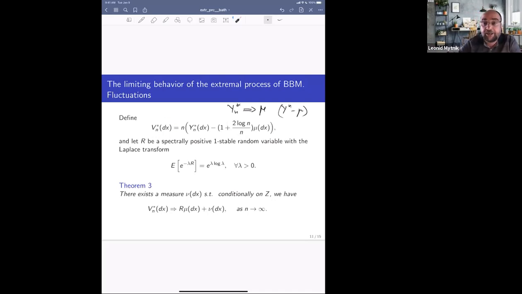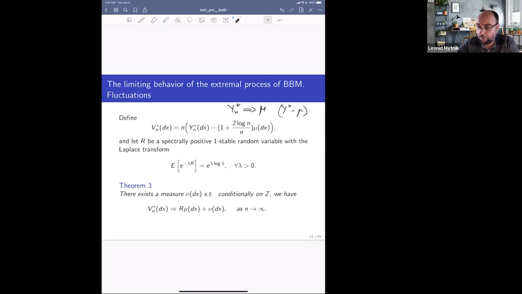So we define this signed measure. We have this measure minus this measure, and let R be a spectrally positive one-stable random variable with this Laplace transform. Then the main theorem on this slide is that there exists some deterministic measure mu dx, which we can write explicitly, such that conditionally on Z, this rescaled signed difference converges to the random variable R times mu dx plus a deterministic measure. So essentially, the fluctuations that we see in the limit are spectrally positive one-stable random variables. Okay, this is the second main result.